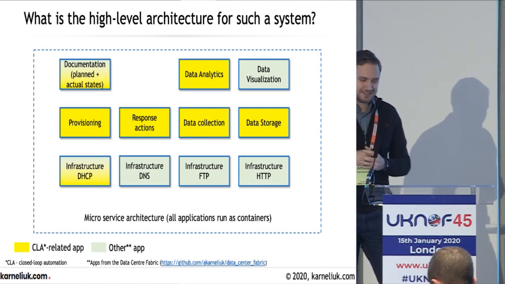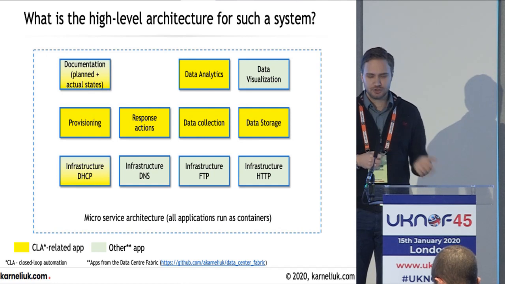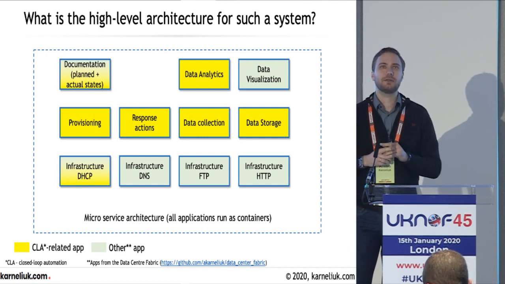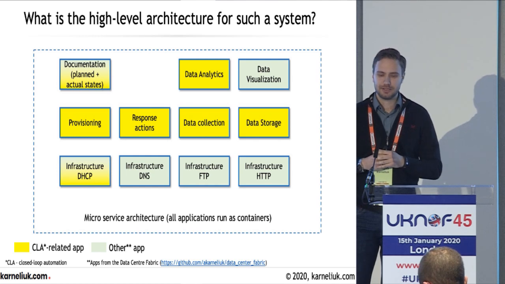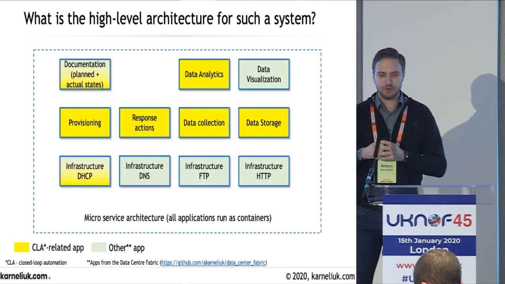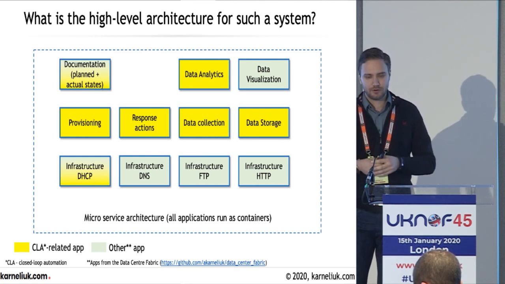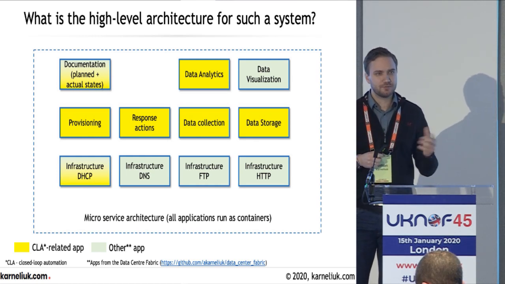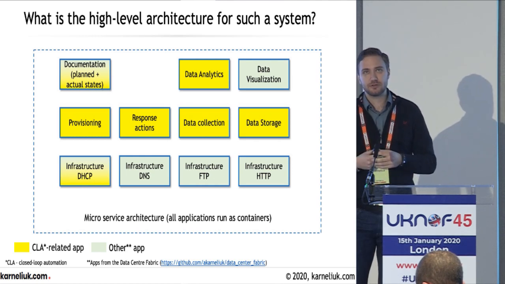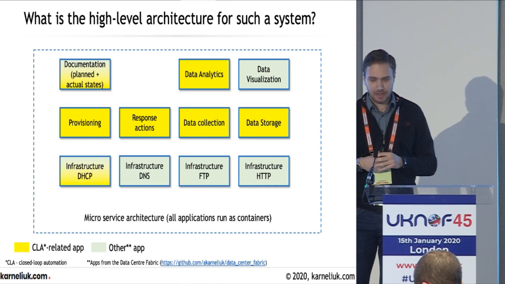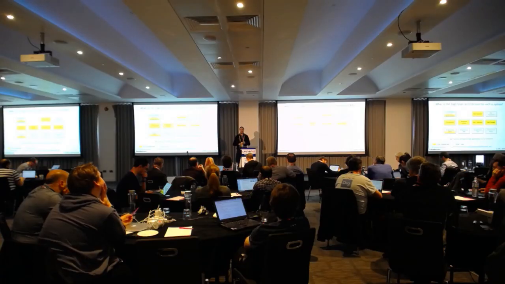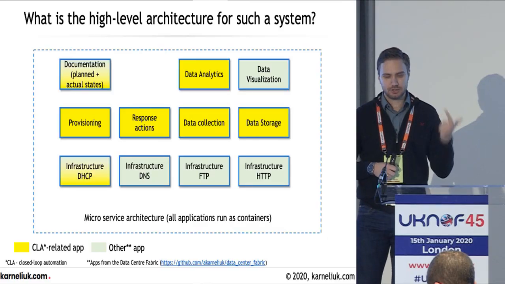Probably to get a bit into the details, as Linus Torvalds said, talk is cheap, show me the code. When I was building the closed-loop application myself, I split it into these pieces. You could see the pieces basically cover everything that we need in day-to-day network operation. So it's documentation, it's provisioning, all the infrastructure services we need for zero-touch provisioning, like DHCP, DNS, FTP, HTTP. What is particularly related to the closed-loop automation, and what creates, say, the heart of the closed-loop automation system, is the data collection, storage, and the analytics.